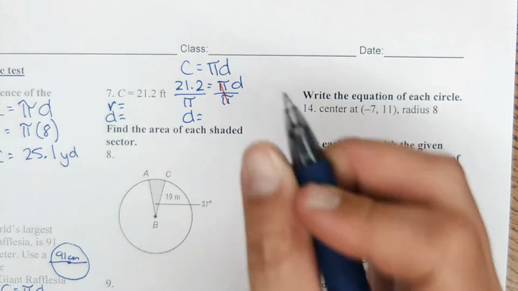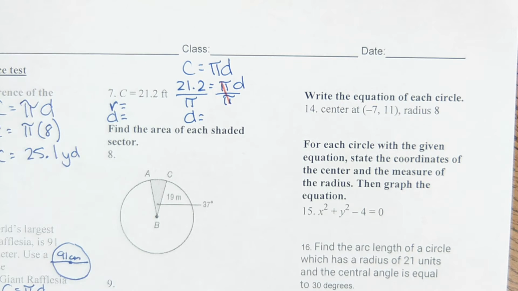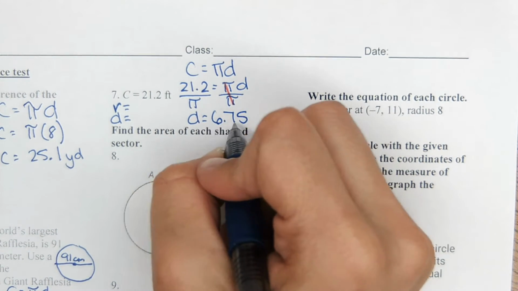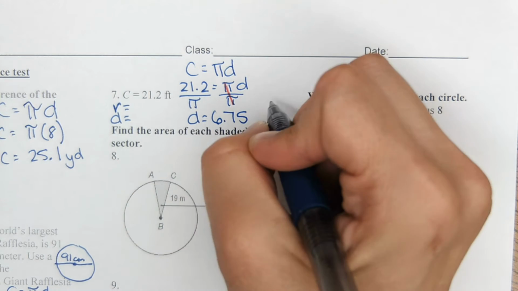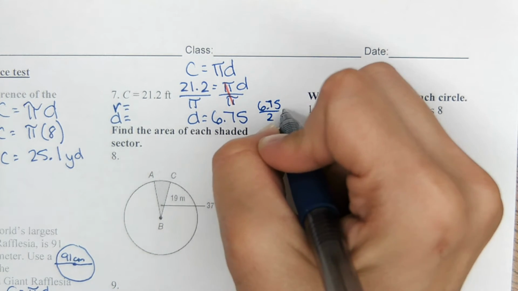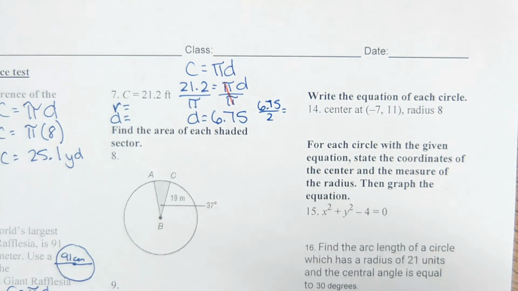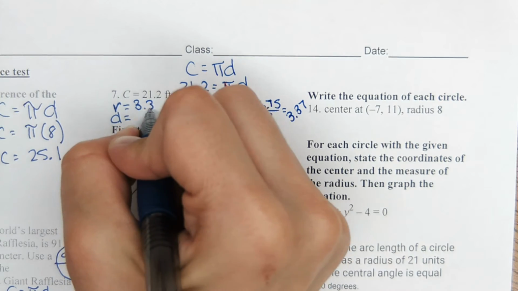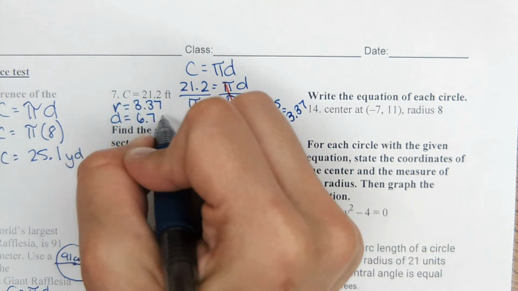And diameter equals 6.75. And then for radius, just divide that by 2. 6.75 divided by 2 equals 3.37. So radius 3.37, diameter 6.75.